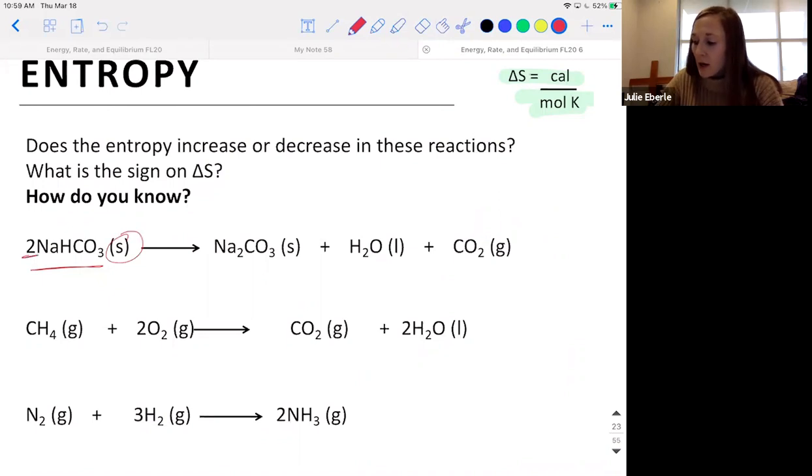And then on the product side, we've got sodium carbonate, that's a solid as well, liquid water, and carbon dioxide gas. And everything looks like it's balanced, so you don't have to change any coefficients or numbers there. Just go with what you have. So I've got solid on the reactant side and solid only. And then we got solid, liquid, and gas.